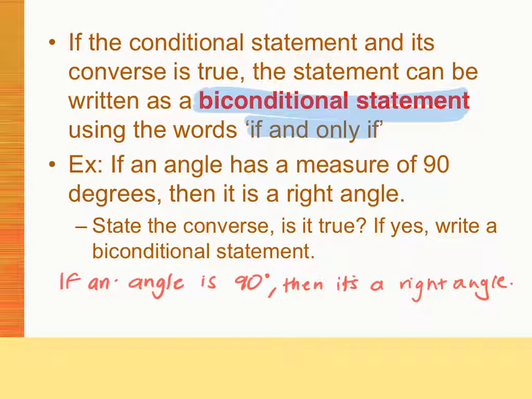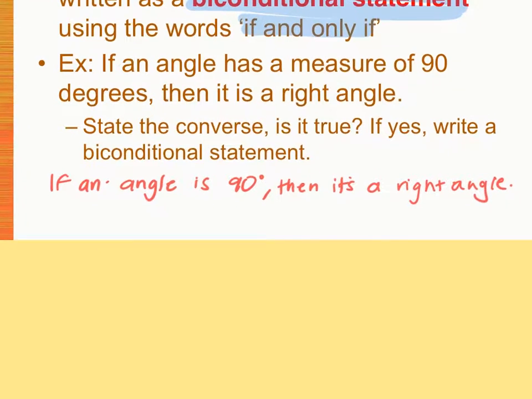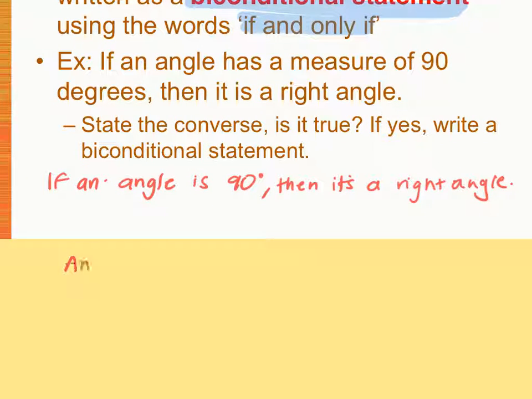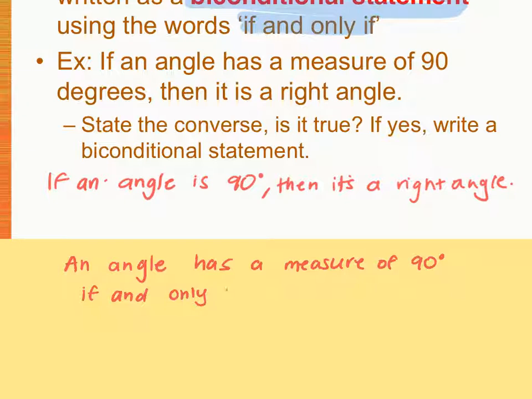Yes. So if both the original statement and the converse are true, then you can write a biconditional statement like: an angle has a measure of 90 degrees if and only if it is a right angle.